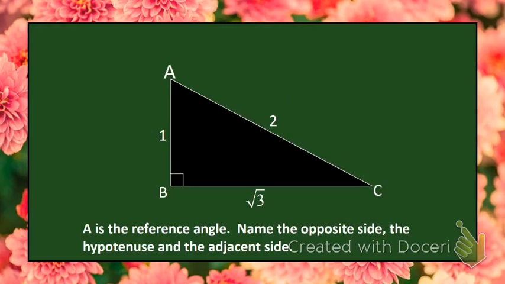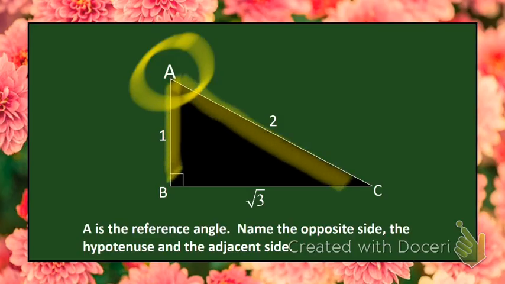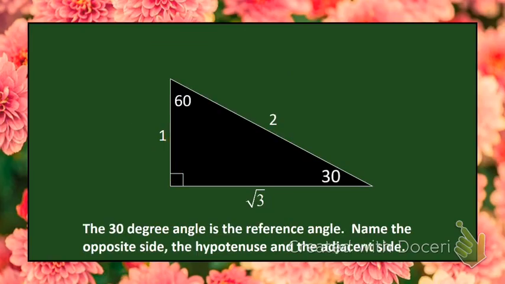This time they tell us that A is the reference angle. So I circle angle A. I highlight the two sides of angle A. The longer of those two sides will be called the hypotenuse. The shorter of those two sides will be called the adjacent, and the remaining side will be called the opposite.